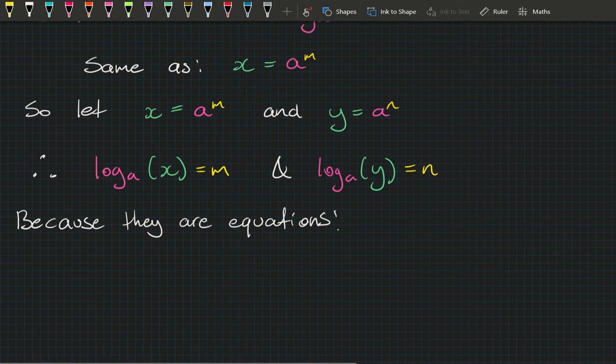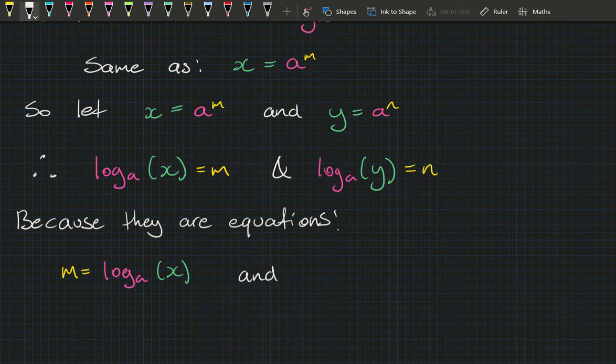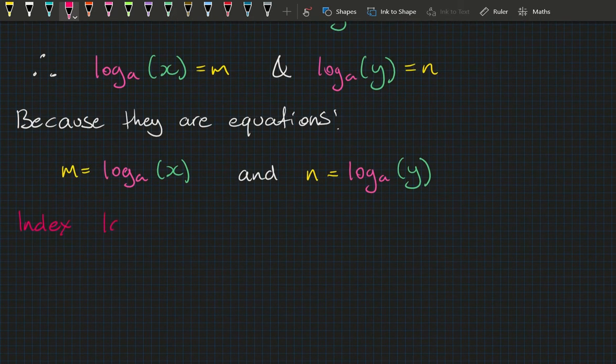So I'd like to write out explicitly that that means that m is equal to log base a of x and n is equal to log base a of y. So keep that in mind as we go on about proving the logarithm laws. Now I'm going to write down 2 headings for the columns. One is for the index laws and the other is for logarithm laws. And this is because logarithm laws are a direct consequence of index laws and also the definition of logarithms.